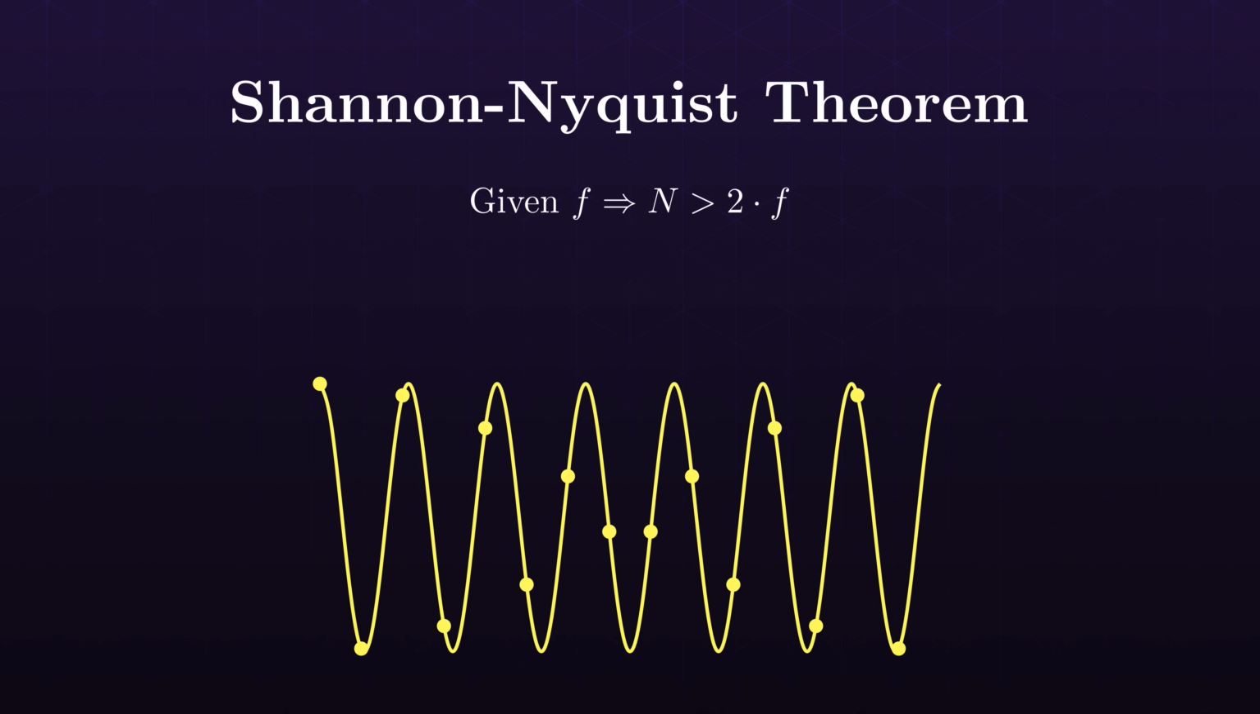Another equivalent representation is that given n samples of a signal, the highest possible frequency that could exist within the signal is strictly less than n divided by 2. Any higher frequencies are not guaranteed to be accurately captured. This will become important later, so keep this fact in the back of your mind.